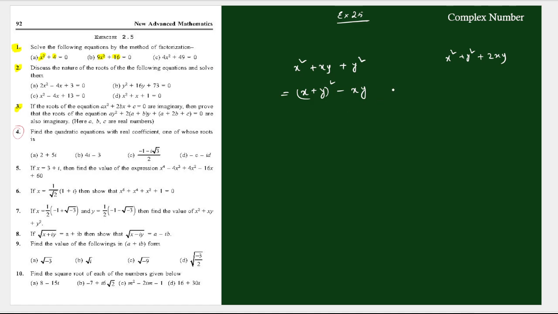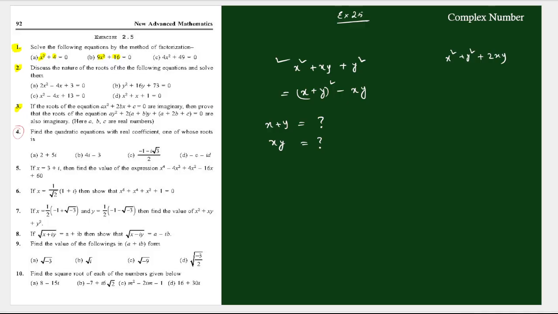First find the sum. xy is already given, then you find out x plus y equals how much, and then you find out x into y is how much. Then after that you write this one. Then you put the value of x plus y and the value of x into y, and then you will get the answer. Okay, this is your number 7.